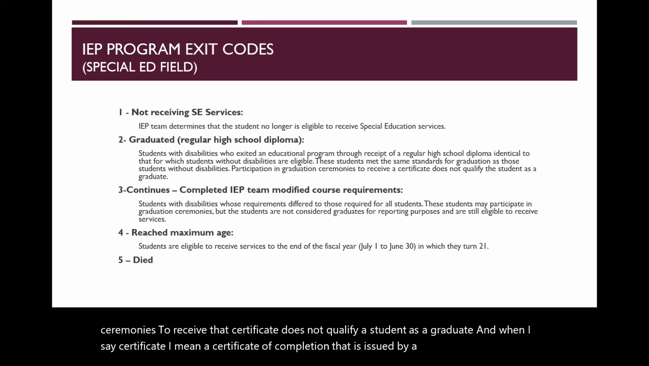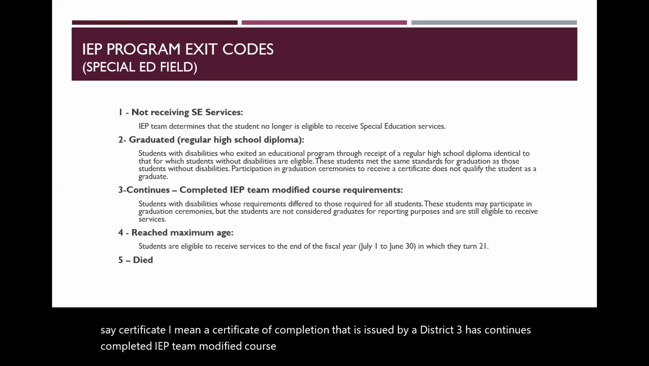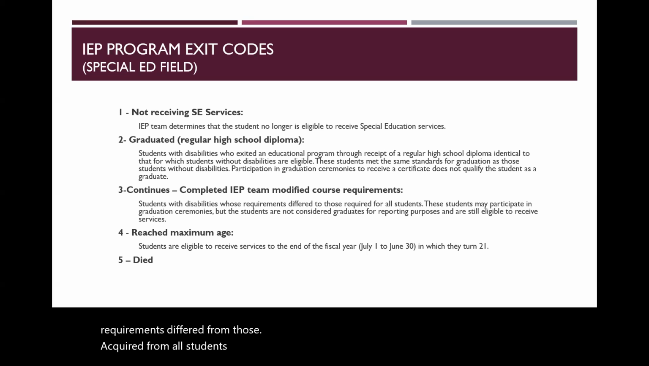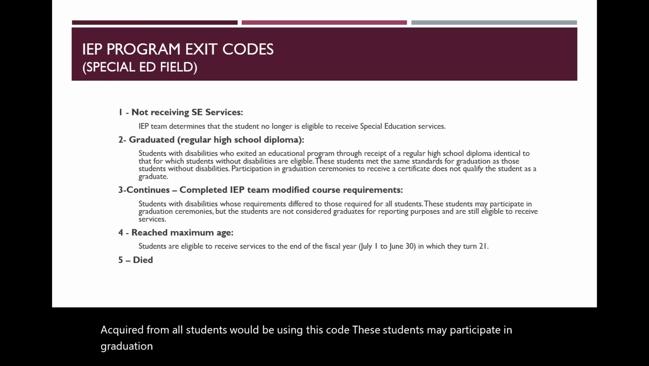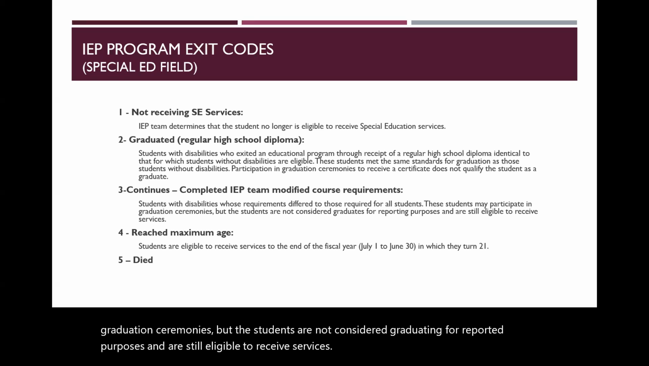3 is continues, completed IEP team modified course requirements. Now, students with disabilities whose requirements differed from those required from all students would be using this code. These students may participate in graduation ceremonies, but the students are not considered graduating for reported purposes and are still eligible to receive services. 4 is reached maximum age.